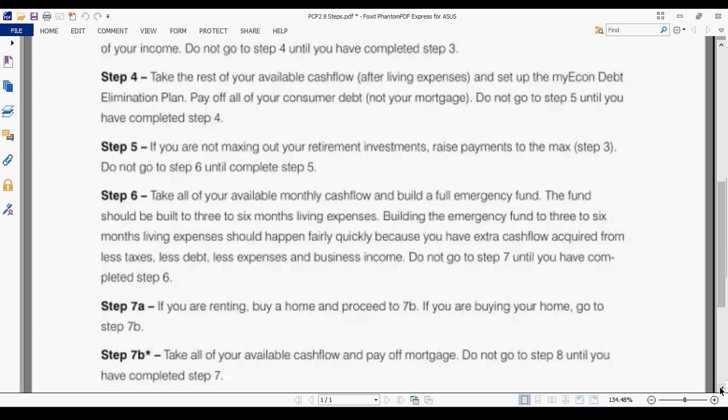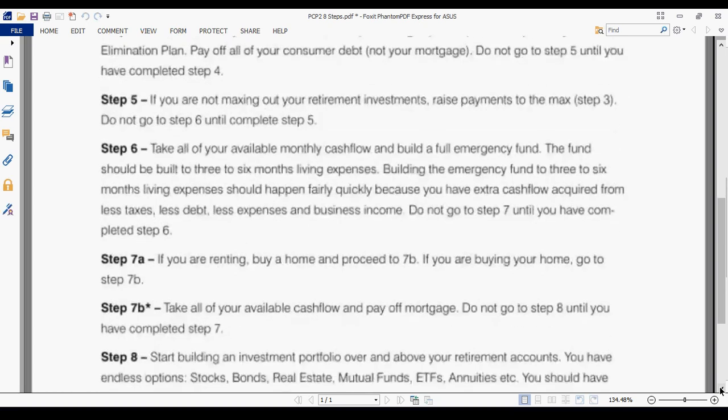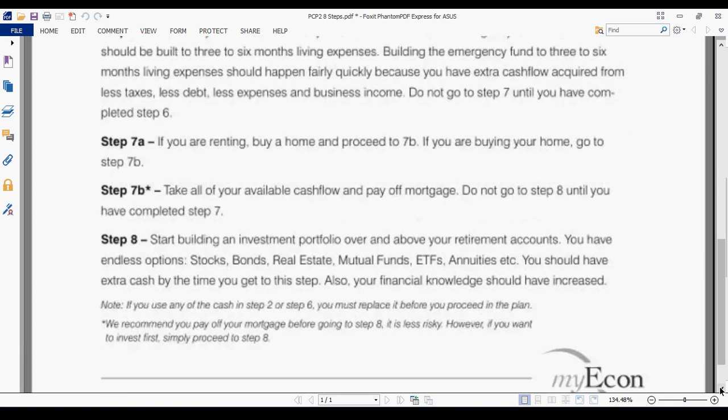7A says, if you are renting, buy a home and proceed to 7B. If you are buying a home, go to 7B. 7B says, take all of your available cash flow and pay off your mortgage. Do not go to step number 8 until you've completed step number 7.